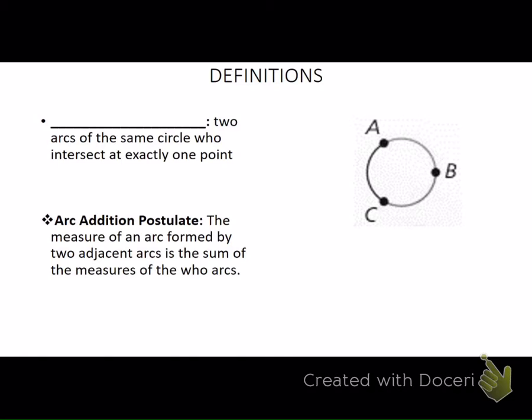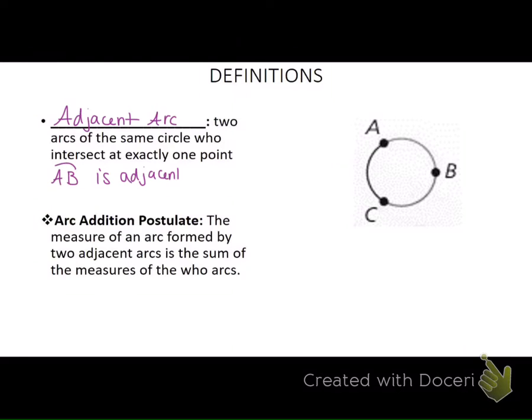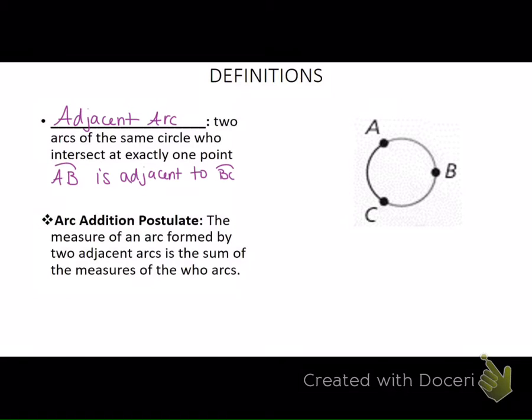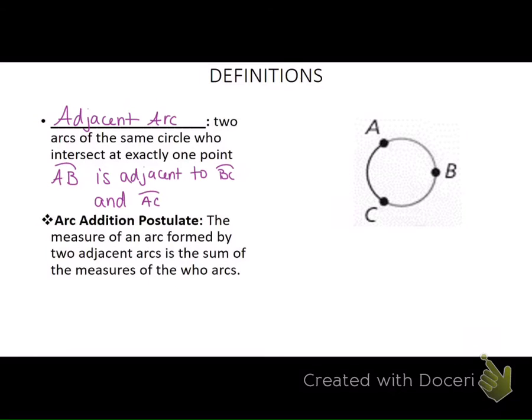All right, two arcs of the same circle that intersect at exactly one point. We already talked about this. This is called an adjacent arc. So AB is adjacent to BC and AC. They are next to each other because they share a point. So all of those are adjacent to each other because they share that point.